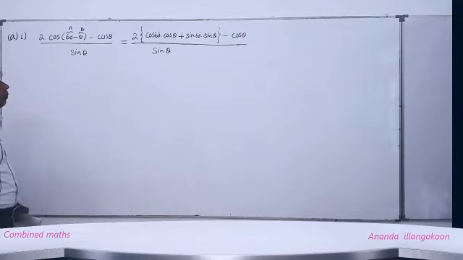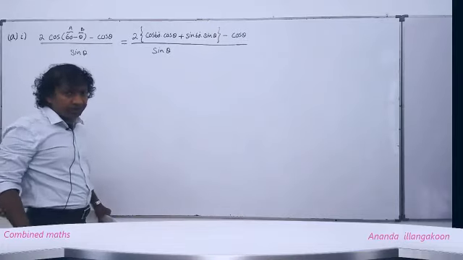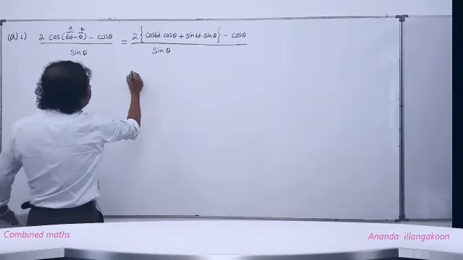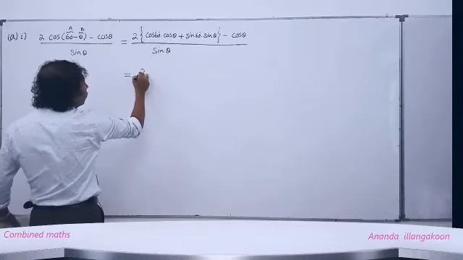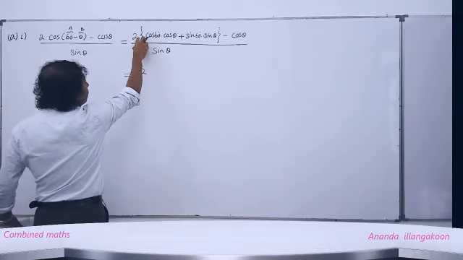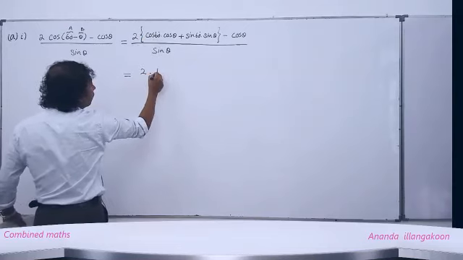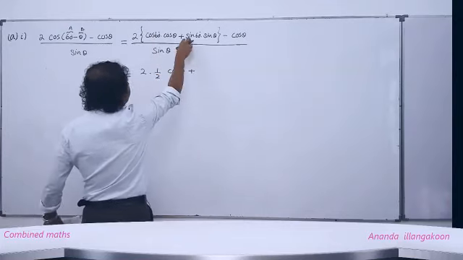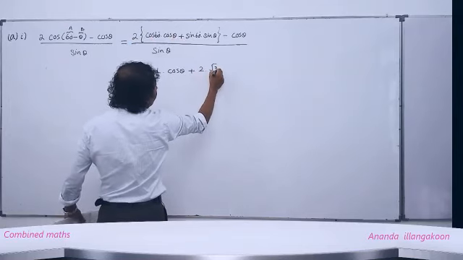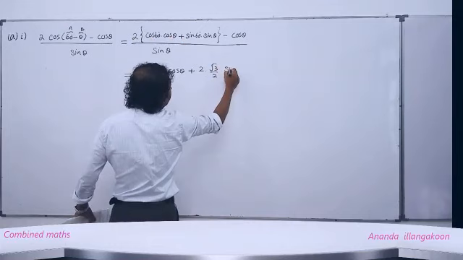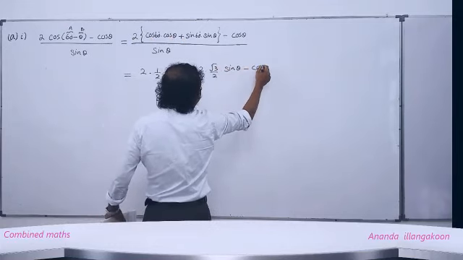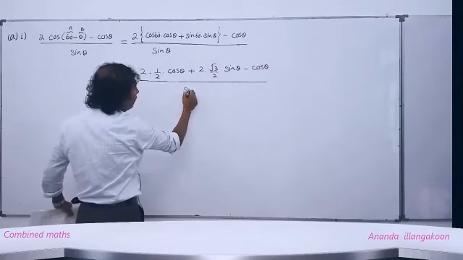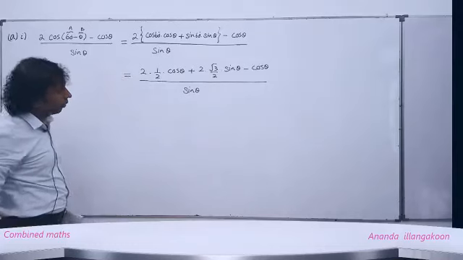Right, people, now you know cos 60 is half, no? Sin 60 is root 3 by 2. Substitute them here, here and here. And meantime, remove the bracket. We have to multiply by this 2 first. 2 into cos 60, cos 60 is half, into cos theta, plus 2 times sin 60, root 3 by 2, sin theta, minus cos theta, divided by sin theta. Okay.